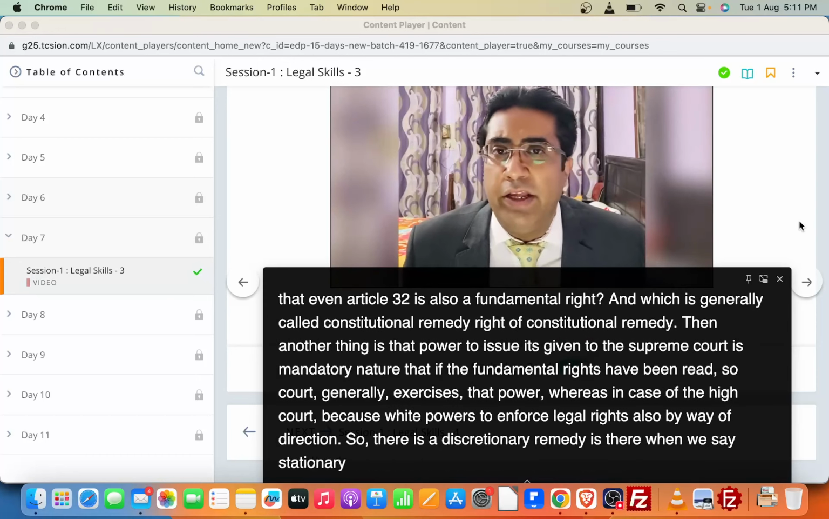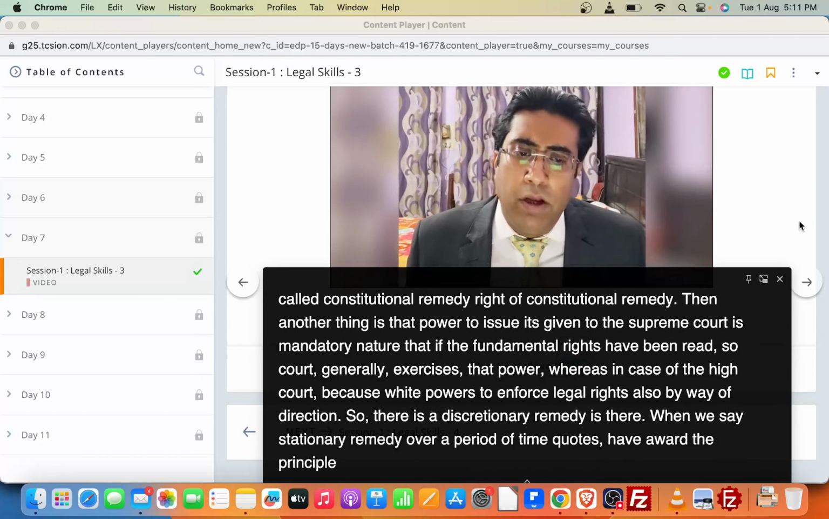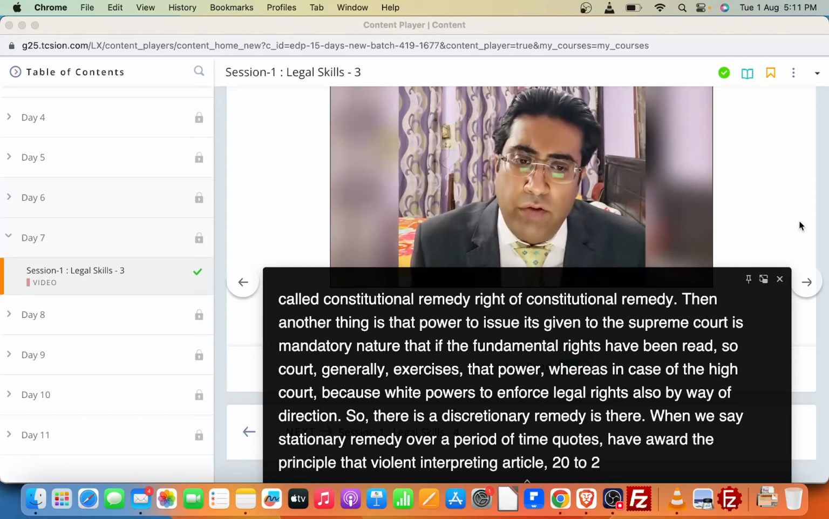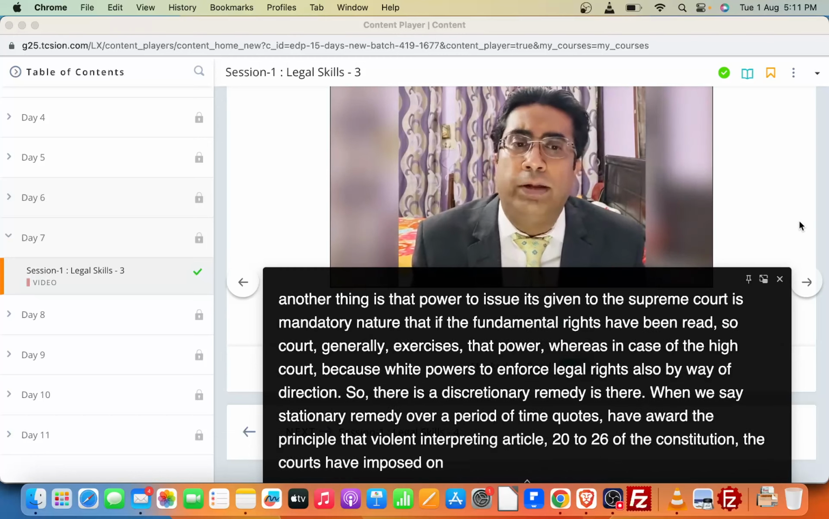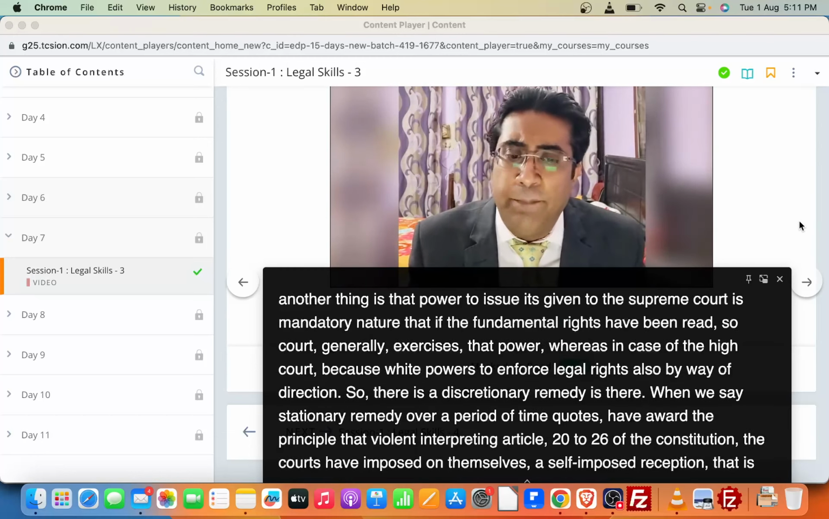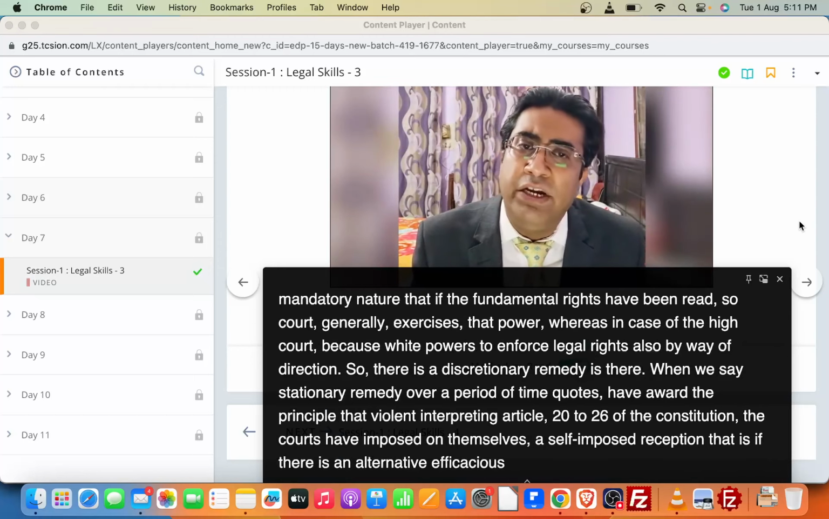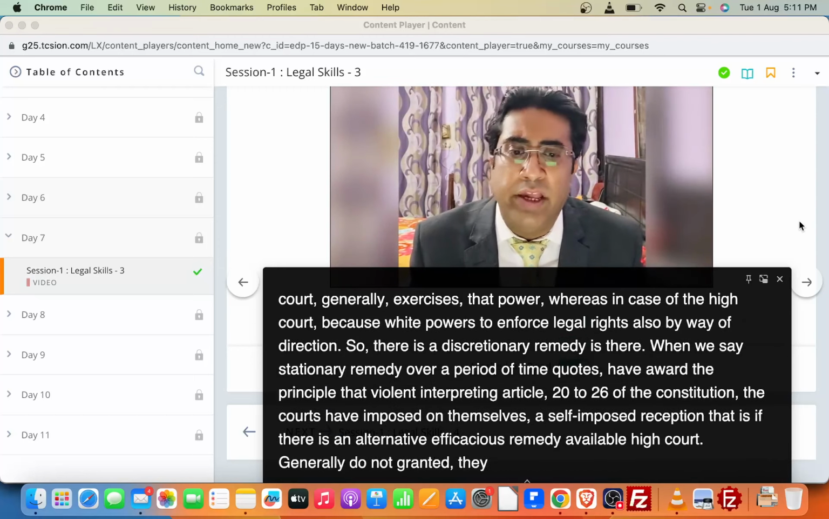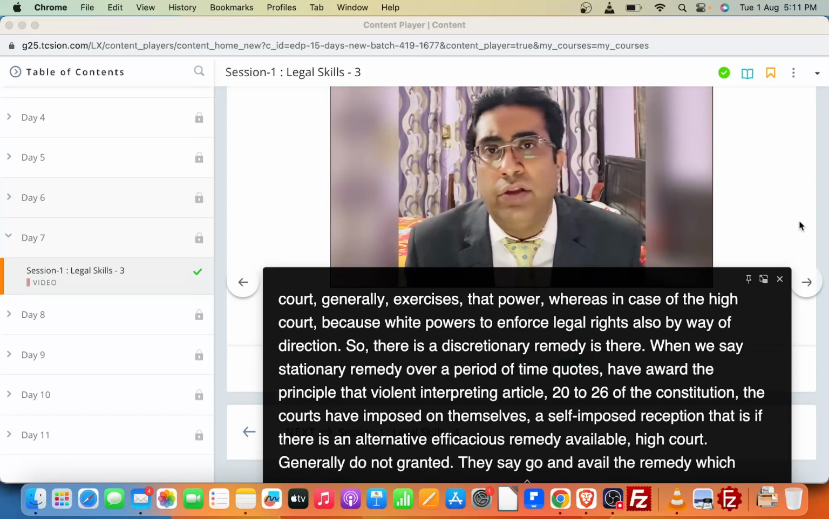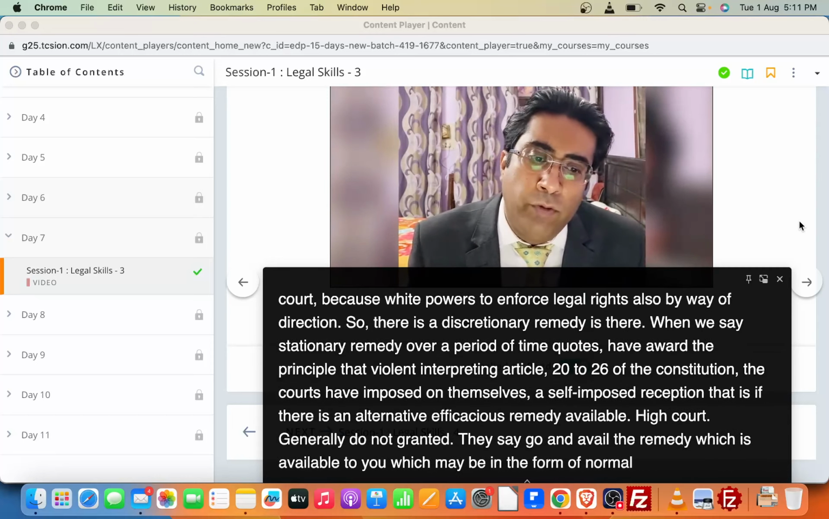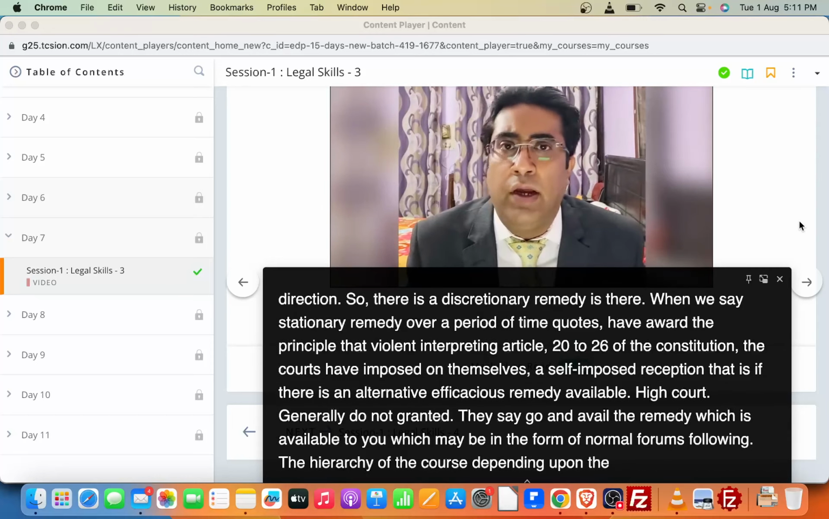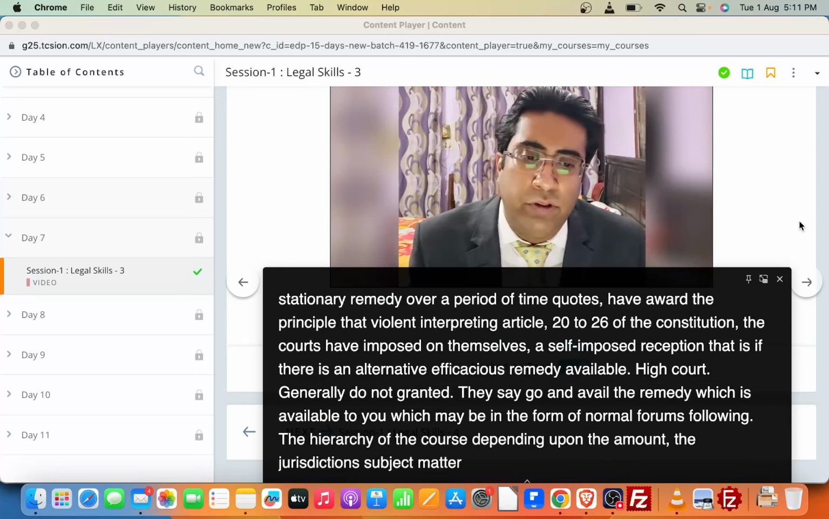When we say discretionary remedy, over a period of time, courts have evolved the principle that while interpreting Article 226 of the Constitution, the courts have imposed on themselves a self-imposed restriction. That is, if there is an alternative efficacious remedy available, High Courts generally do not grant writs. They say go and avail the remedy which is available to you, which may be in the form of normal forums following the hierarchy of the courts, depending upon the amount, the jurisdiction, subject matter jurisdiction, etc.